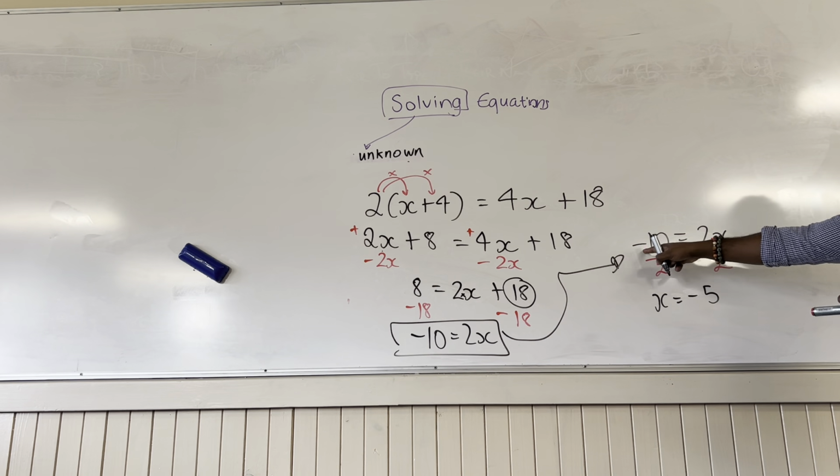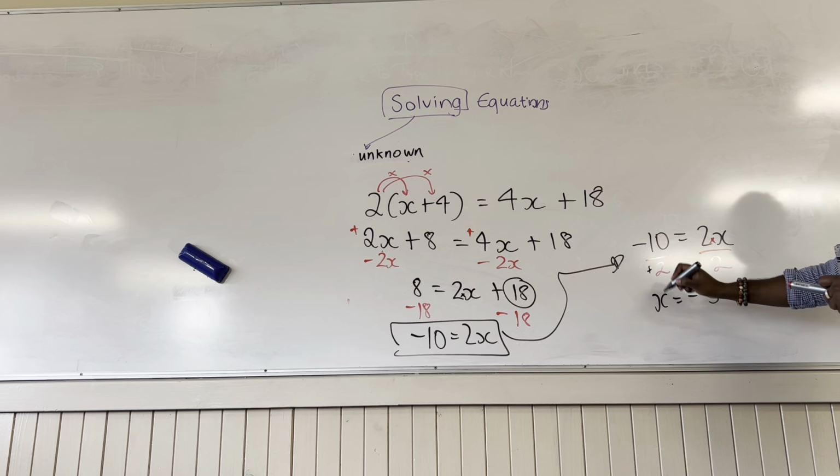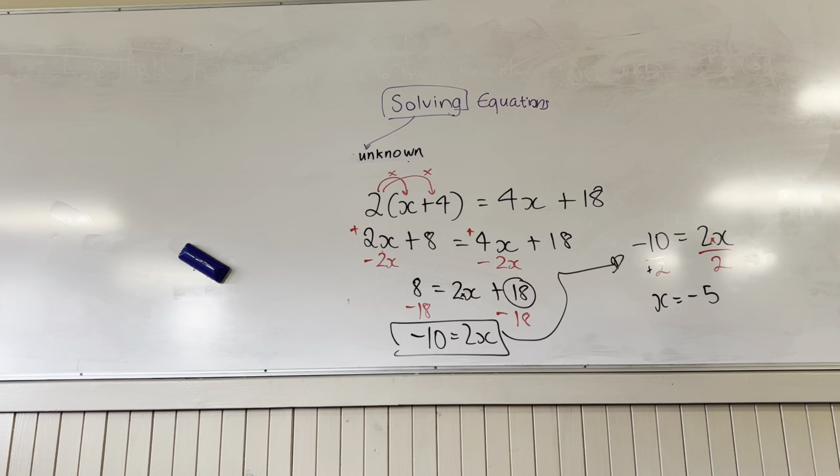Why negative 5? Because a negative divided by a positive, you're going to have a negative number. Likewise, a negative times a positive is a negative number. So that's how we deal with those kind of questions.